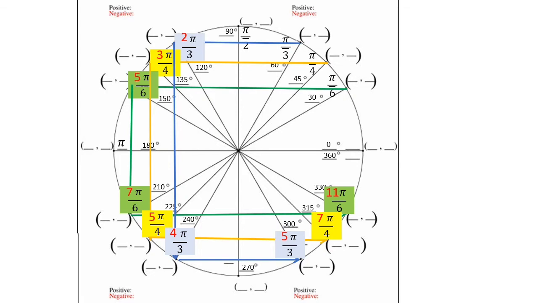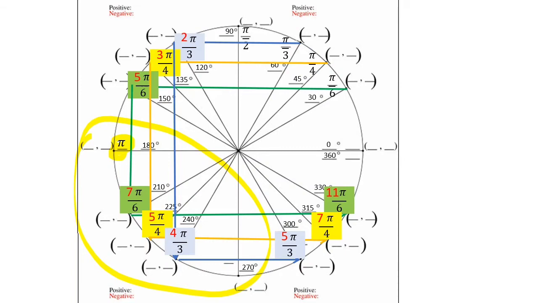Now in the bottom left quadrant, over here, that would be the 1 more quadrant. So again, if I looked at pi as being 6 pi over 6, 1 more would be 7 pi over 6. For the 4 pi over 4, 1 more would be 5 pi over 4. And for 3 pi over 3, 1 more would be 4 pi over 3. So that would be the 1 more.